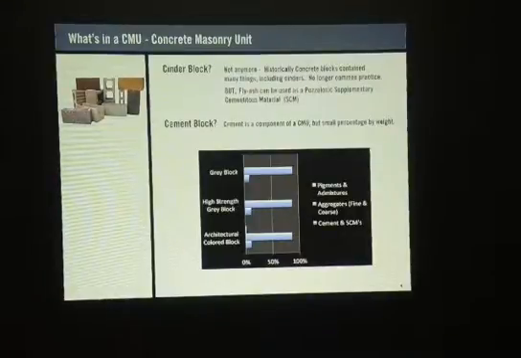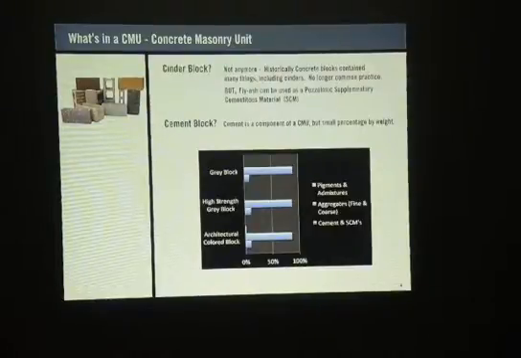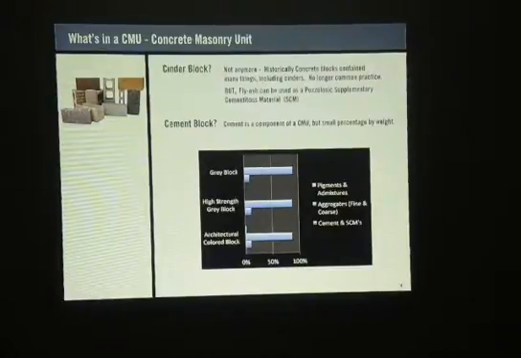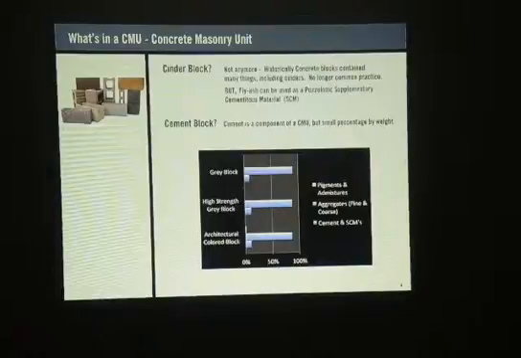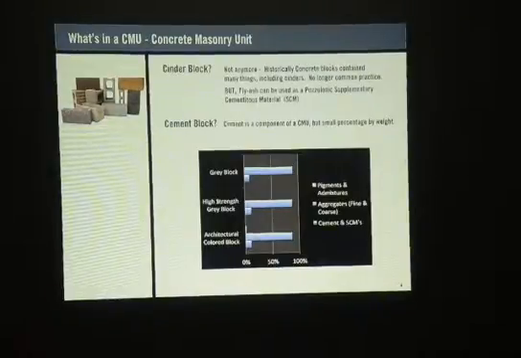However, wait, can we ask questions as we go along? By all means. Sure. Do you want us to wait? No, ask questions as you think of them. If you have something now, go ahead. I have just one question. You mentioned different strengths of concrete blocks. Yes. Does that at all relate to the cells? I mean, when we fill the cells, or is it just the concrete block itself?